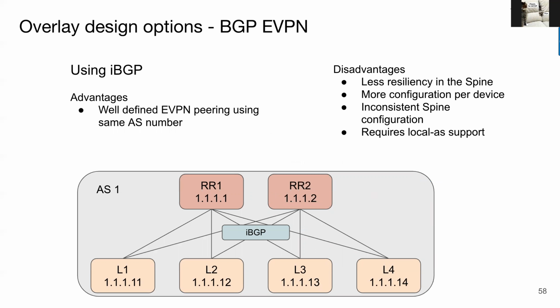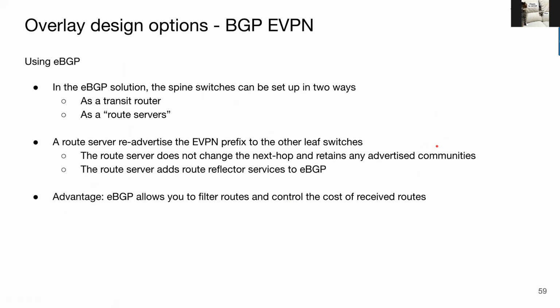So some advantages to IBGP: we're just using one AS number here for our network. Disadvantages: less resiliency, more configuration per device, inconsistent spine configuration, requires local AS support. Yes. And using eBGP, we can have spine switches either be transit routers or route servers. The route server just re-advertises all the EVPN information to our other VTEPs. The route server doesn't change the next hop, and retains all of the communities.